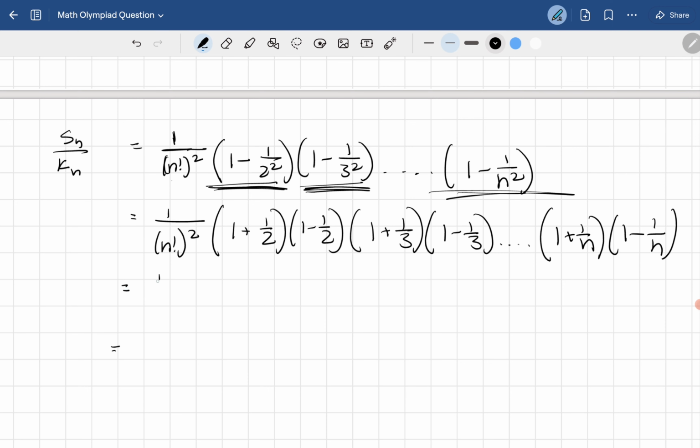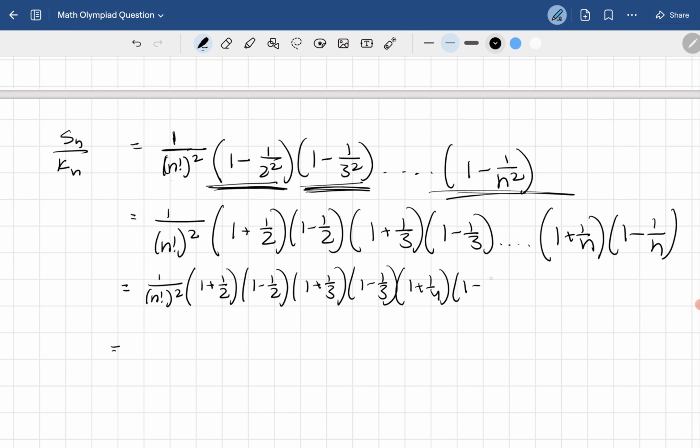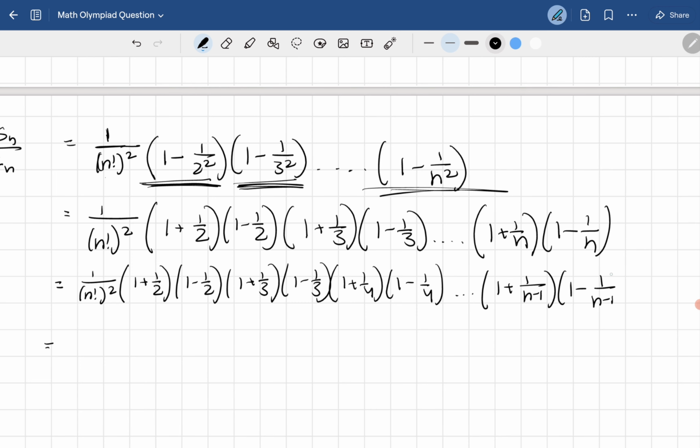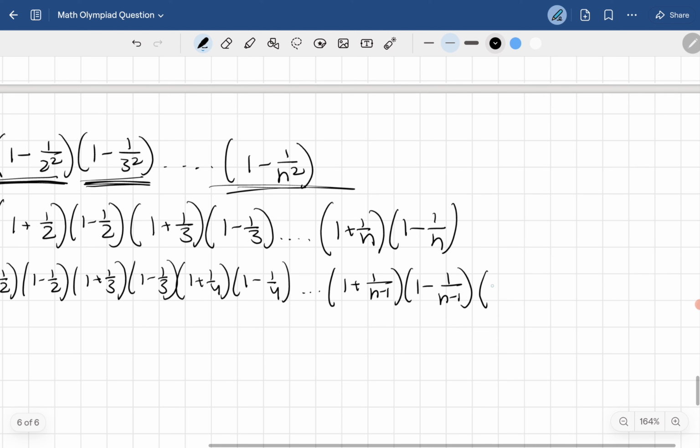like this. 1 over n factorial squared times 1 plus 1 over 2, 1 minus 1 over 2, 1 plus 1 over 3, 1 minus 1 over 3, 1 plus 1 over 4, 1 minus 1 over 4, dot, dot, dot, 1 plus 1 over n minus 1, and then 1 minus 1 over n minus 1, times 1 plus 1 over n, 1 minus 1 over n.